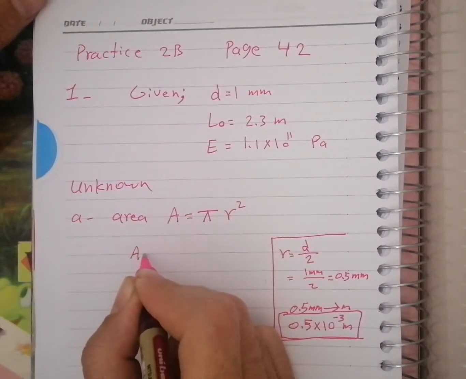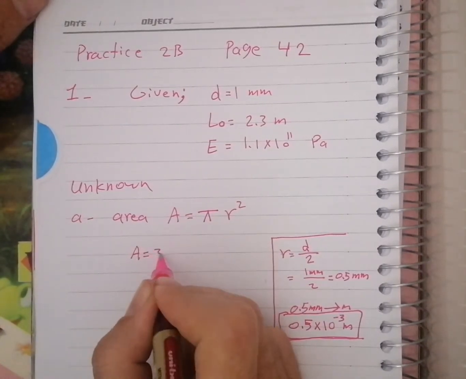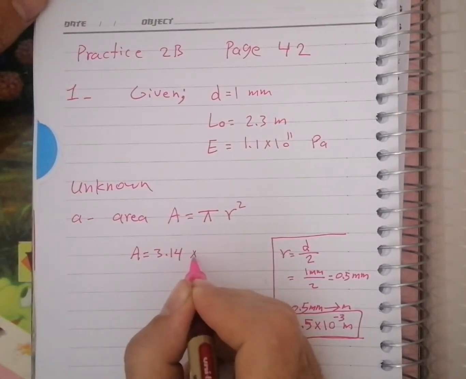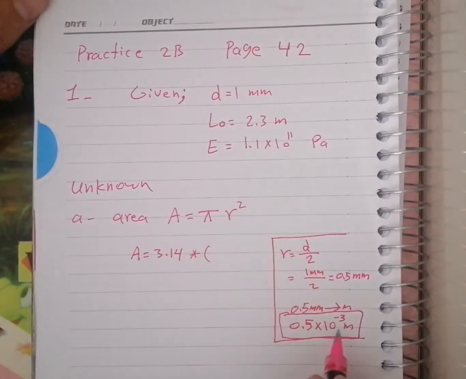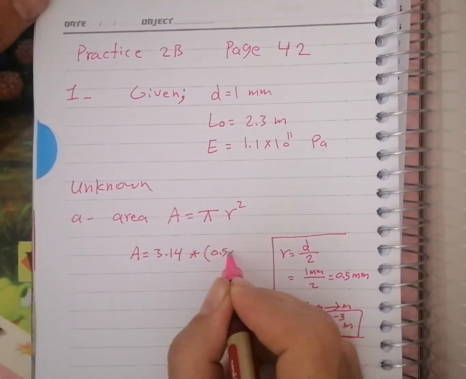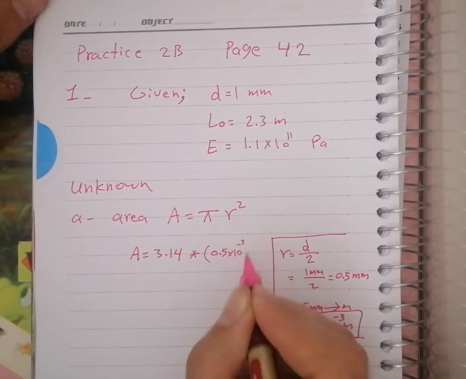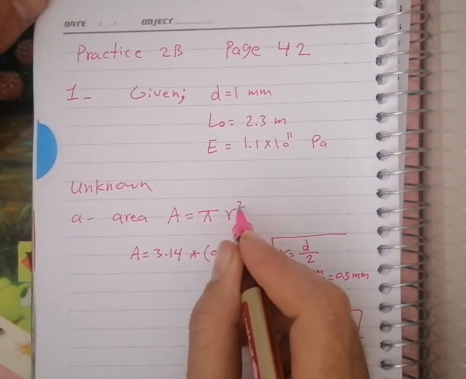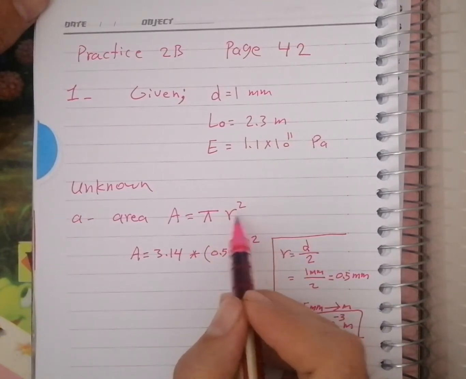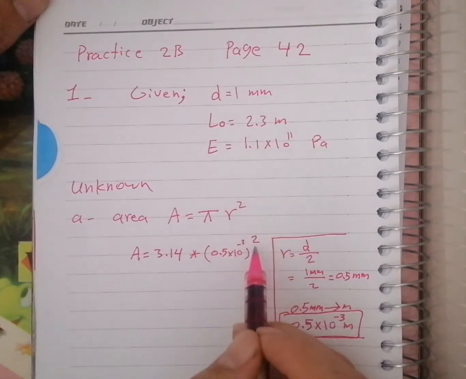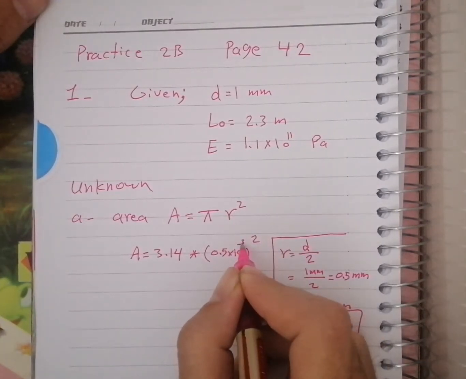So area simply is 3.14, my pi, multiplied by radius. And what is my radius? I just found it. 0.5 times 10 to the power negative 3, squared. Don't forget this squared here, guys, because the information that I have in this equation contains squared. If you forget the squared here, the whole answer will be wrong.